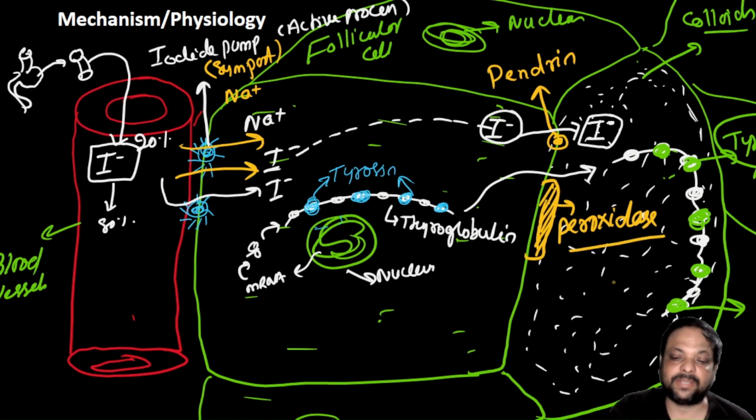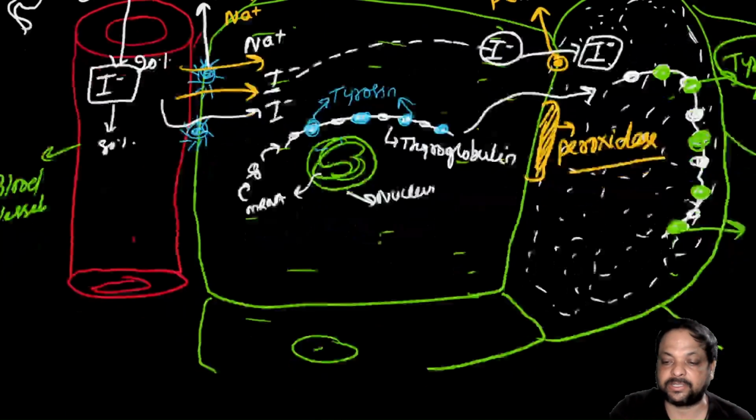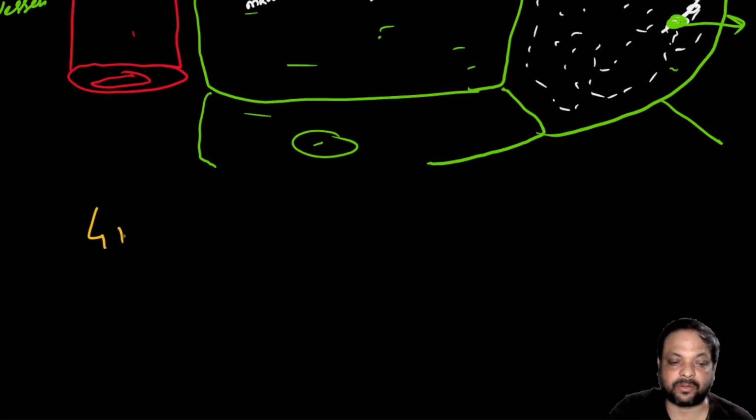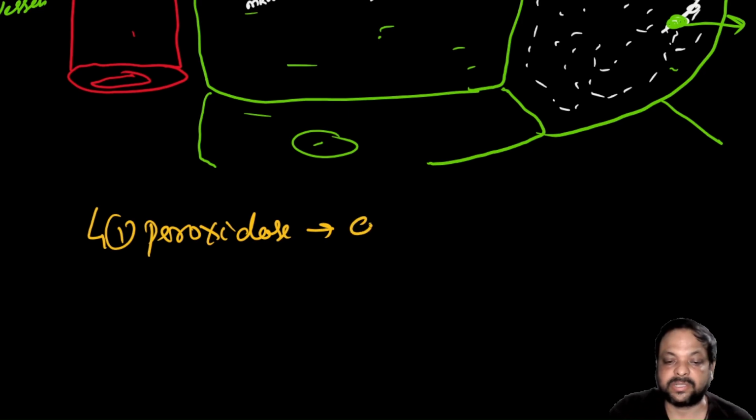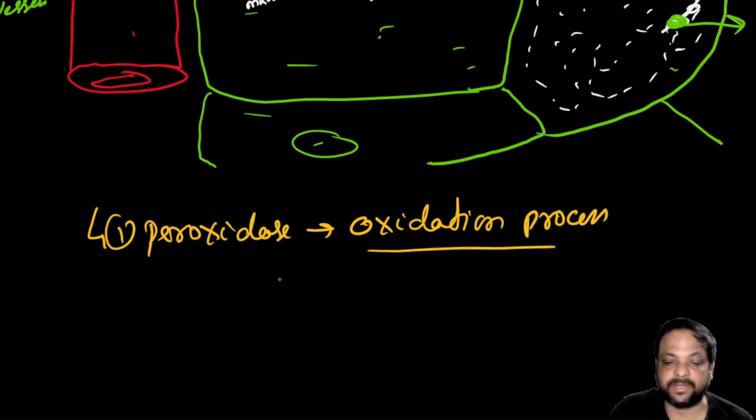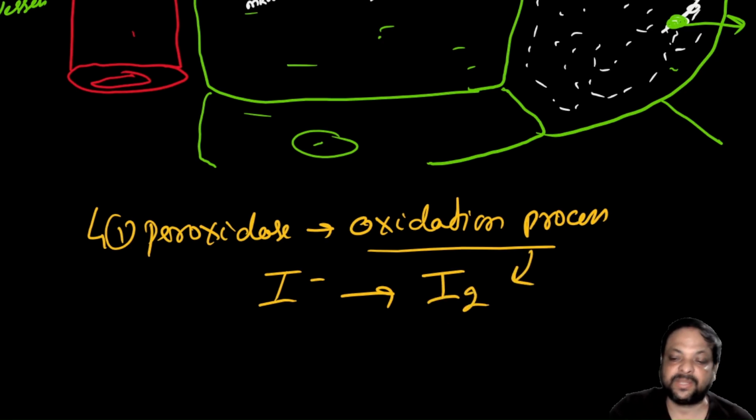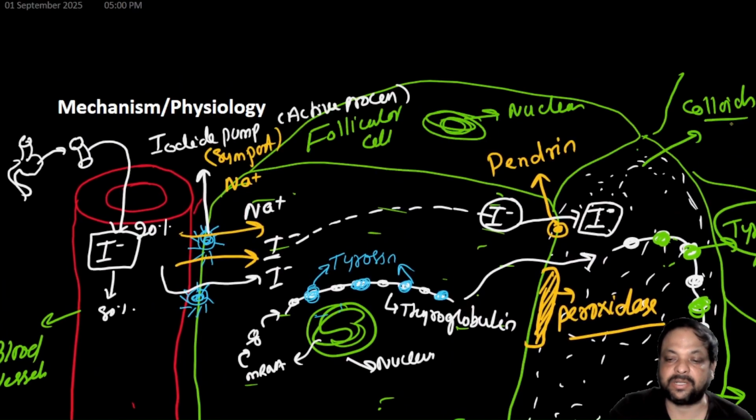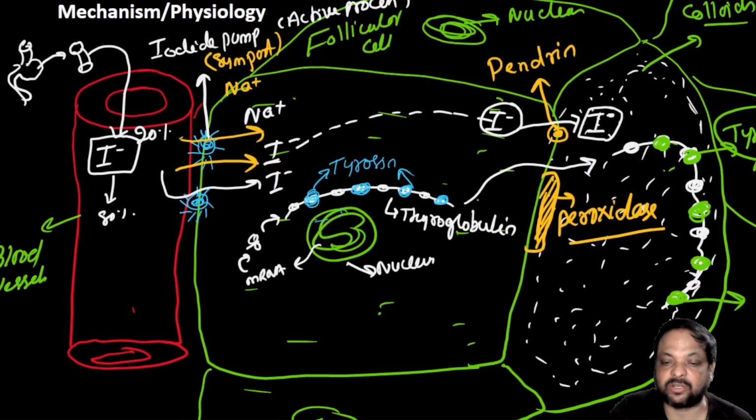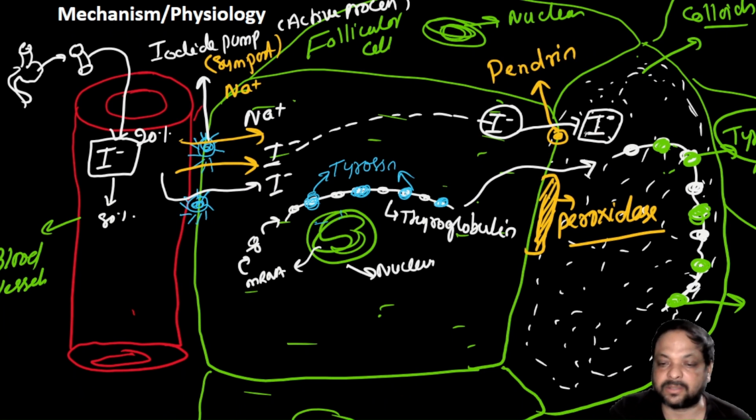Normally, what does this peroxidase do? The first role of peroxidase is oxidation. That means it converts iodide into the iodine form. So oxidation takes place, and all the iodide present in the colloidal area gets converted into iodine.